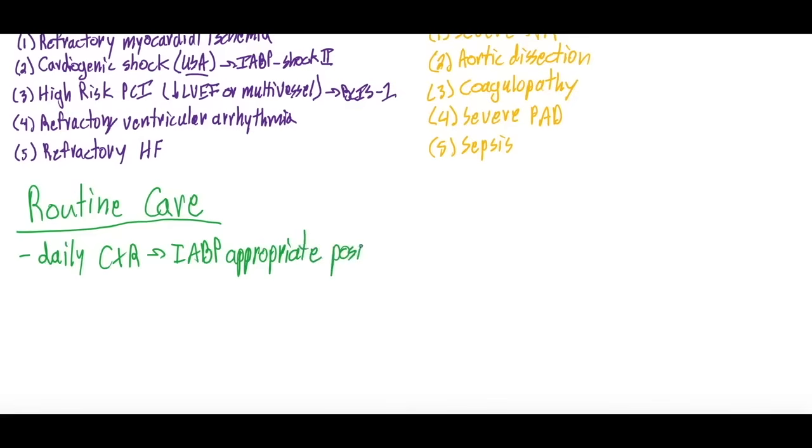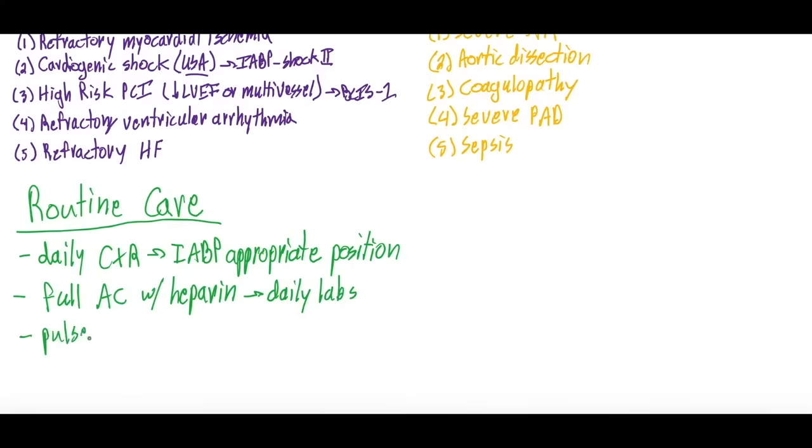And remember that positioning is 1 centimeter distal to the left subclavian. In addition to that, you want full anticoagulation, AC, with heparin, because having a foreign object in your aorta can lead to blood clotting, thrombosis, and emboli getting thrown both to the legs and to the brain. And you obviously want daily labs to monitor. All right, and then you want to be doing pulse checks to make sure the extremities are staying well perfused in the setting of the possibility for embolism, as well as the contraindication of severe peripheral artery disease.